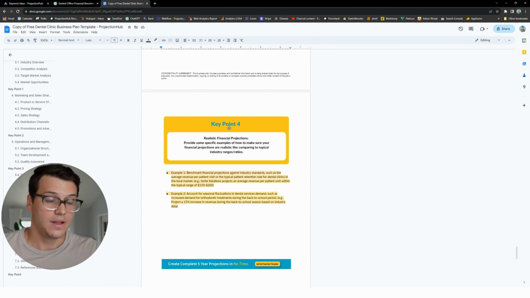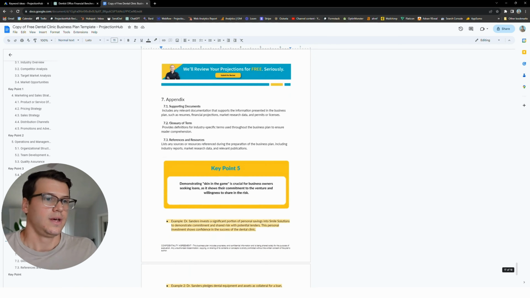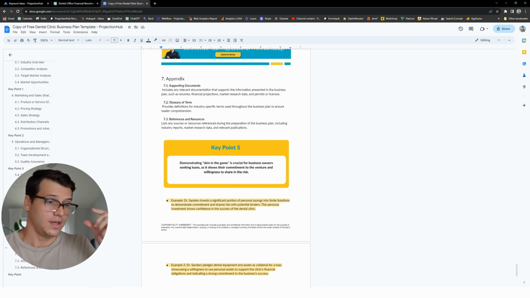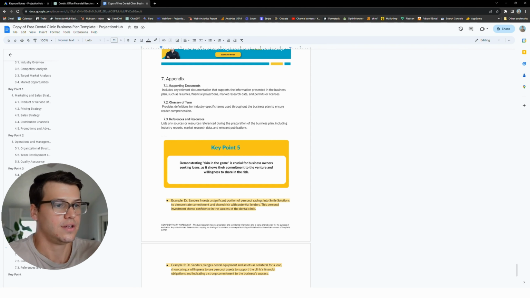So hopping back to our template, that pretty much rounds out the business plan, but we're missing one key point, and that is demonstrating skin in the game, which we'll talk about just briefly. Again, this pertains a lot more to if you're trying to get financing or a business loan for your startup or your expansion or whatever you're planning to do. But the bank or the lender is going to want to see you share in the risk, basically. They're going to be funding the large portion of whatever that is, but they're not just going to give that to you with no risk on your end.